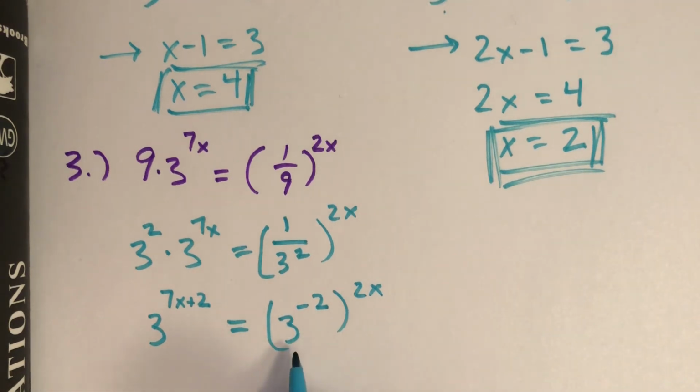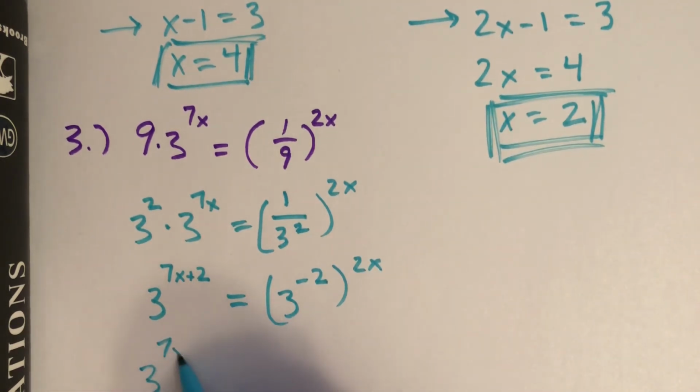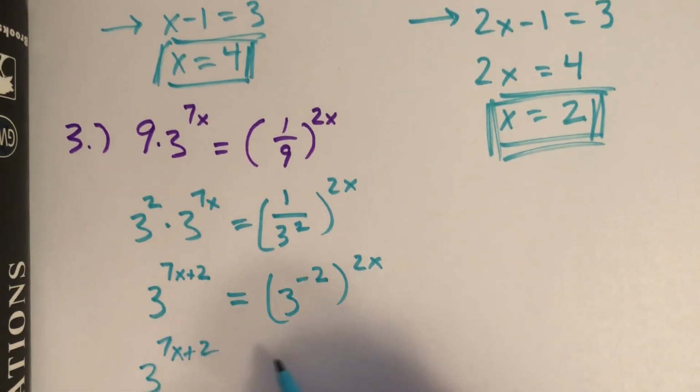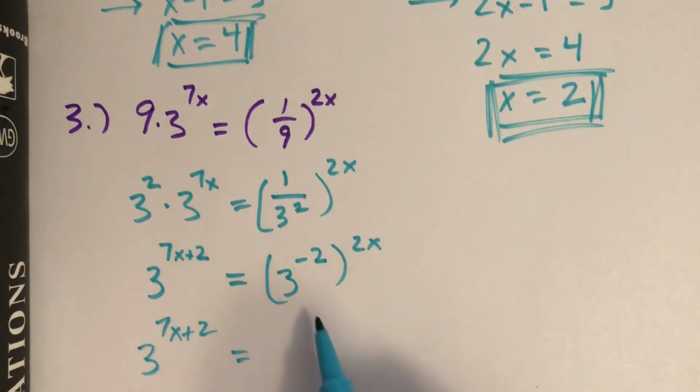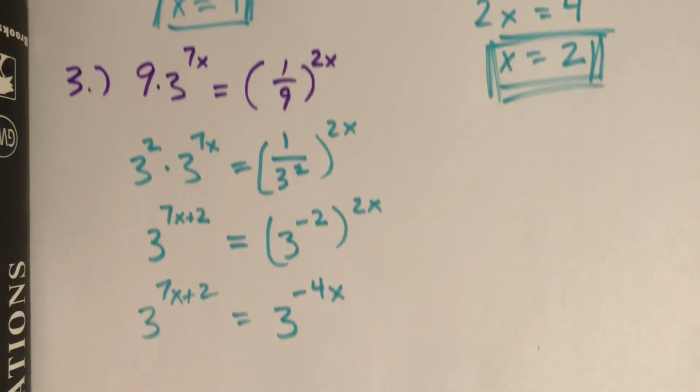Okay, so we're not quite there. We have to write just one base here, one exponent. So we want to combine those. So when we raise a power to a power, we know that we multiply. So that side here didn't change. And then when we raise a power to a power, we multiply. So negative 2 to the 2x would be negative 4x. So 3 to the negative 4x. All right. So now we're in good shape, right?